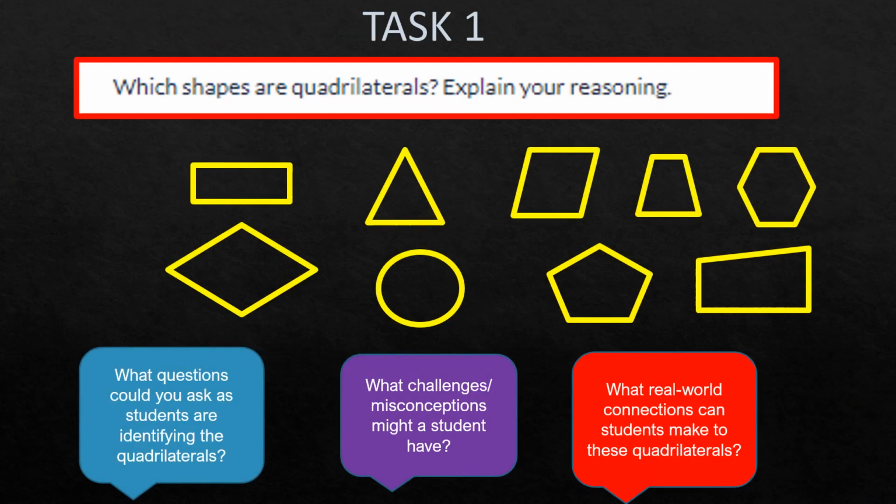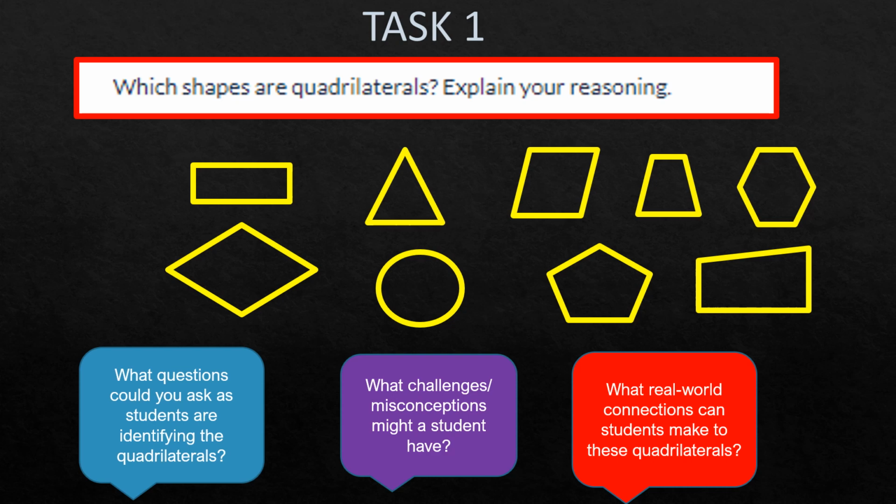So Barbara, we're revisiting the task that all teachers solved at the beginning. This is a task that students in third grade would need to be able to do. So we're going to start with that first question in the lower left. What questions could you ask as students are identifying the quadrilaterals?